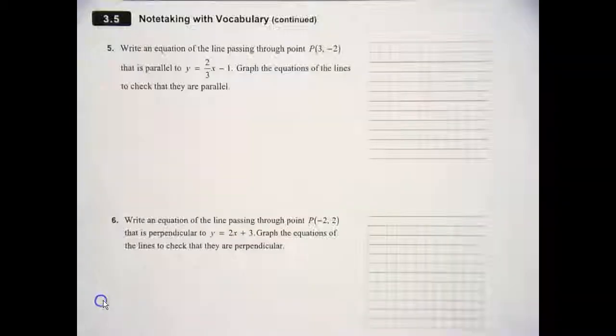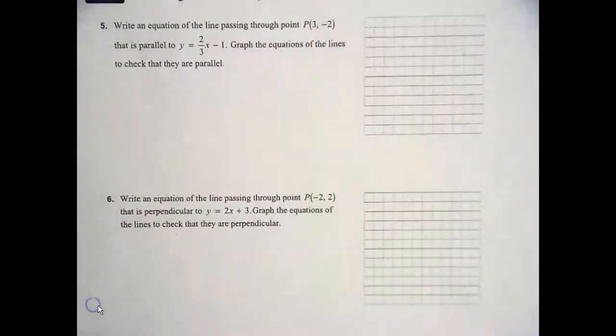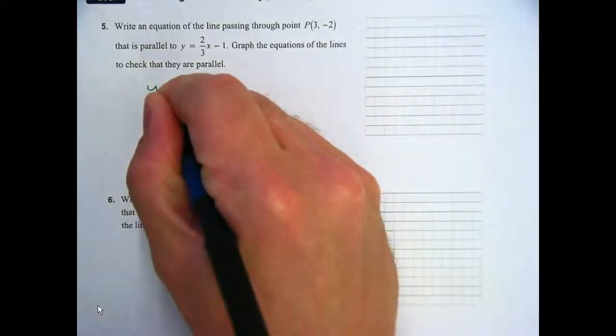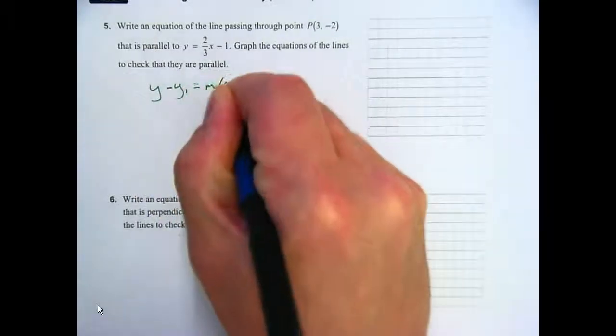All right. Well, I'm handing it out. I want you to take a look at page 90, complete problems 5 and 6, please. 5 and 6 on page 90. All right, equation of a line using point slope form. Y minus y1 equals m times x minus x1.